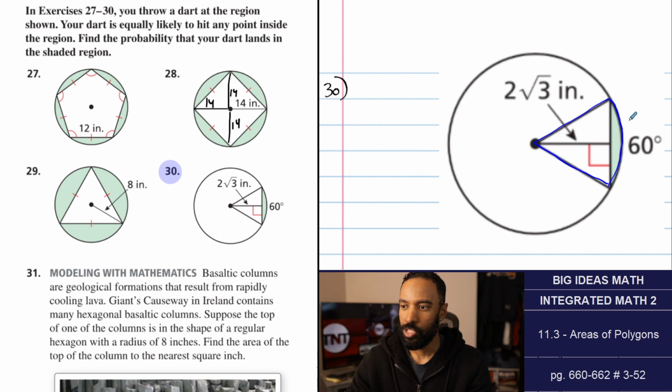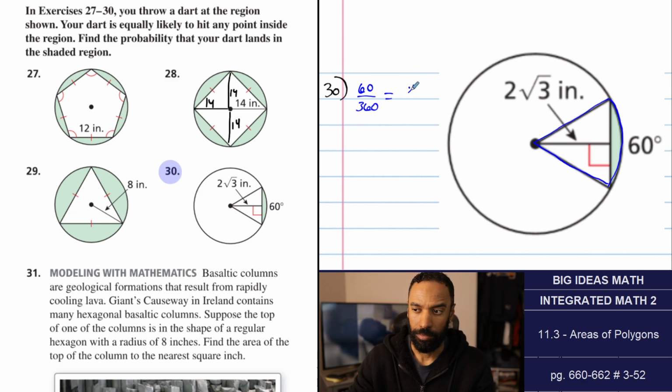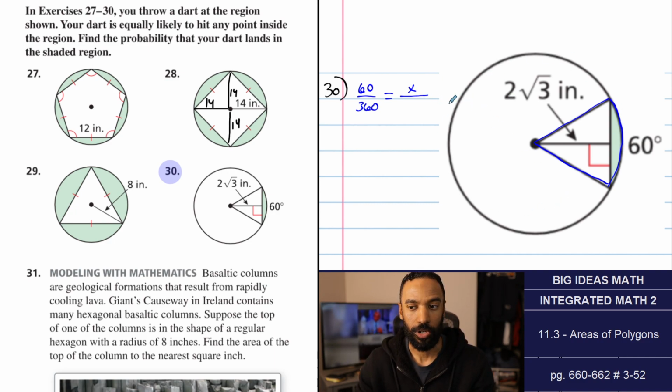So this is a 60-degree arc measure. So 60 out of 360, that's 1/6, is equal to, what are we trying to find? The area of the sector. I'll just call that X. Area of the sector out of the area of the entire circle. Now, to find the area of the entire circle, there's still some stuff to do. I haven't written that out yet. I just wanted to get that set up.